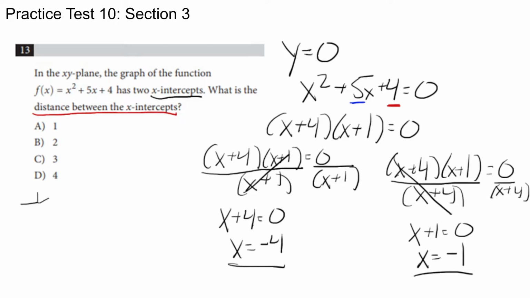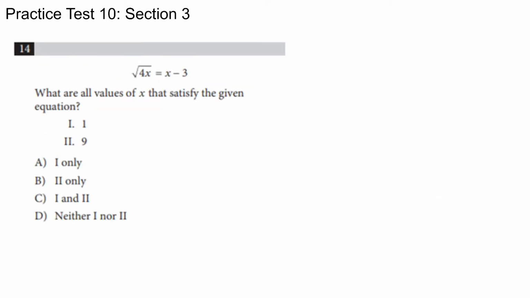If I have negative 4 minus a negative 1, my negatives cancel out, and I'll get a value of negative 3. So that's the difference between the x-intercepts, so the distance is just 3 units. Answer choice C. Question 14 gives me the expression the square root of 4x is equal to x minus 3.